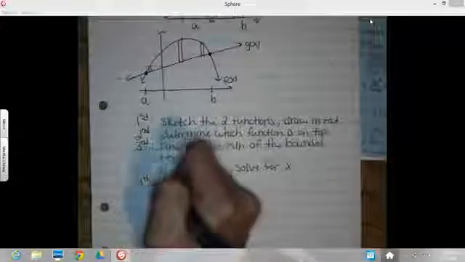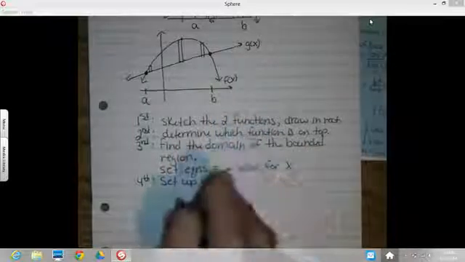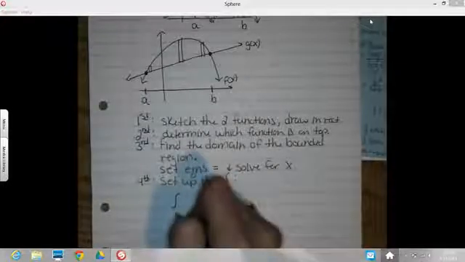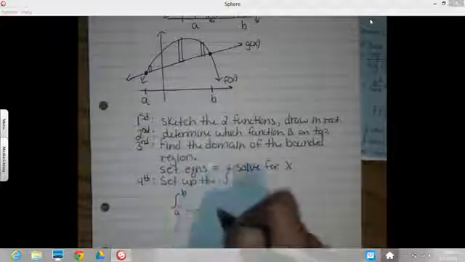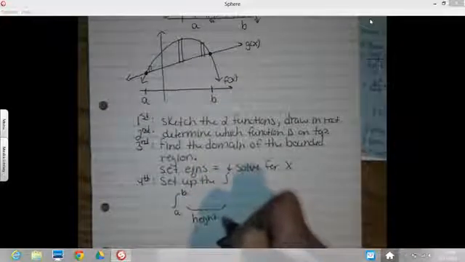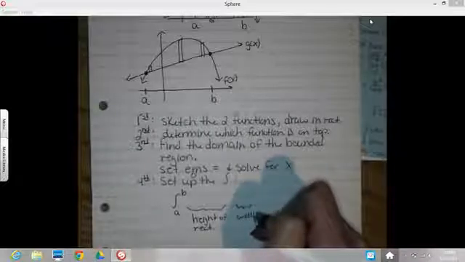Now your fourth step is to actually write the integral. So set up the integral. And the way you do that is you'll already have your boundaries from step 3, from a to b. And then what you want in here is the height of the rectangle, and we'll look back and I'll show you how to do that. And then the width of the rectangle. Your width is dx. So that's how wide it is, dx wide.